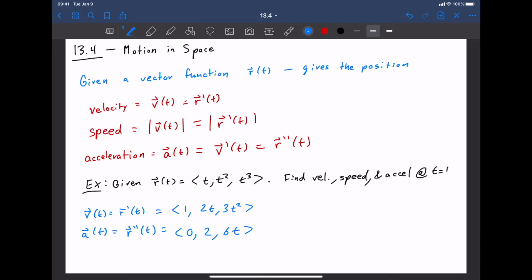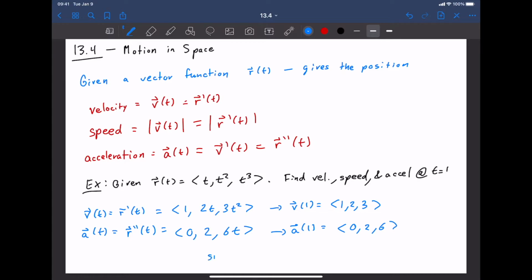Why don't I want to write speed? Well, we can write a speed function. We can find the speed of the particle as a function of time at any time. But it's really easiest to plug in the 1 first. The velocity at time 1 is just 1, 2, 3. And the acceleration at time 1 is 0, 2, 6.